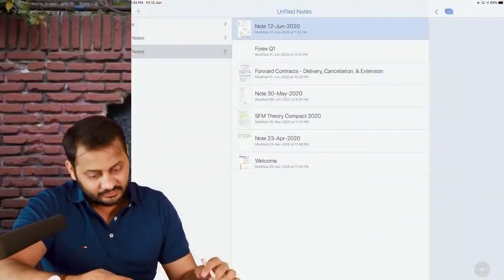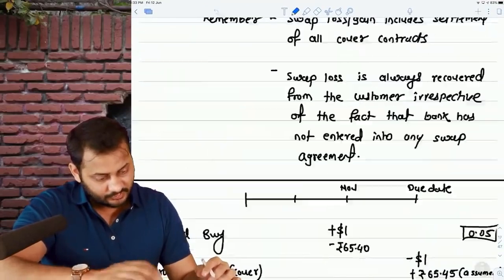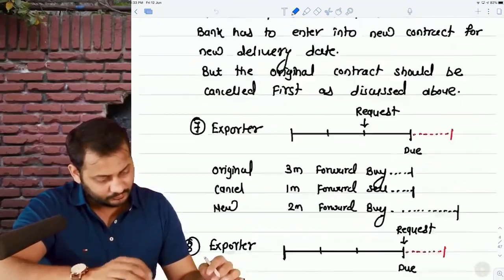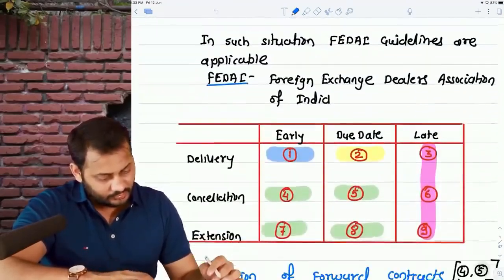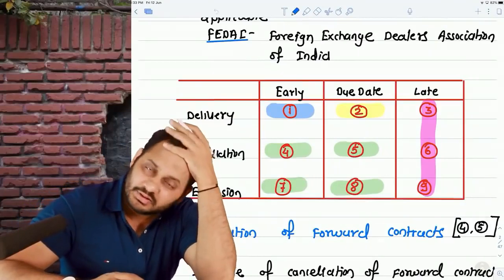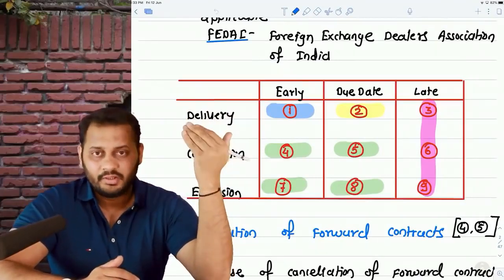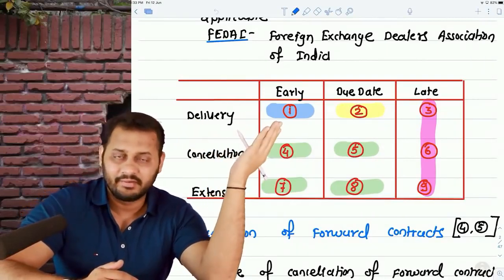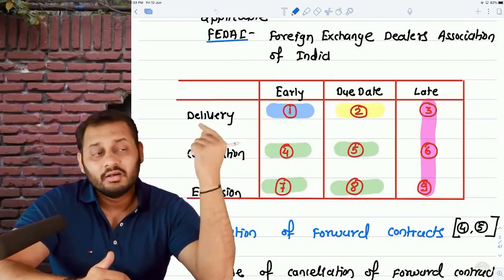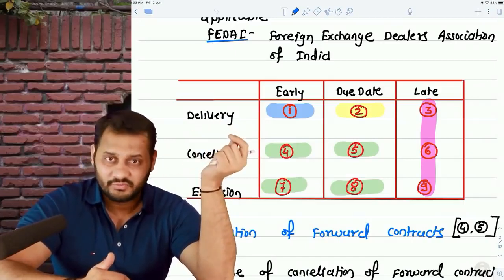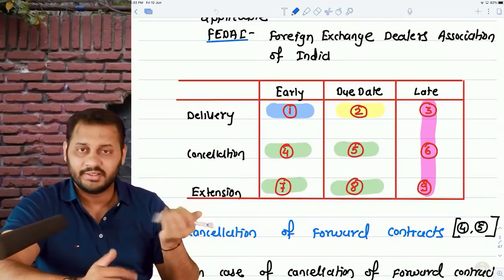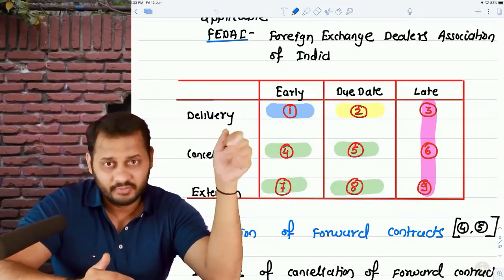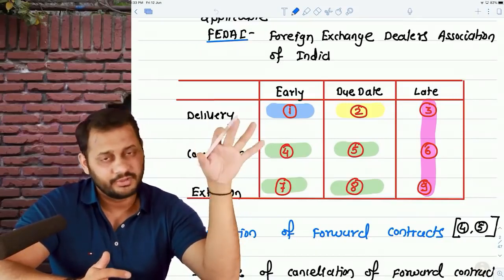So this is what early delivery means. I'm coming back to the point. In early delivery, what happens? First thing, you pay or sell, you pay or receive as per the agreed rate. Second, interest on outflow or inflow of the funds. If there is outflow, recover it. Inflow, pay it to the customer. Then swap loss, recover from the customer, or gain, pay to the customer.